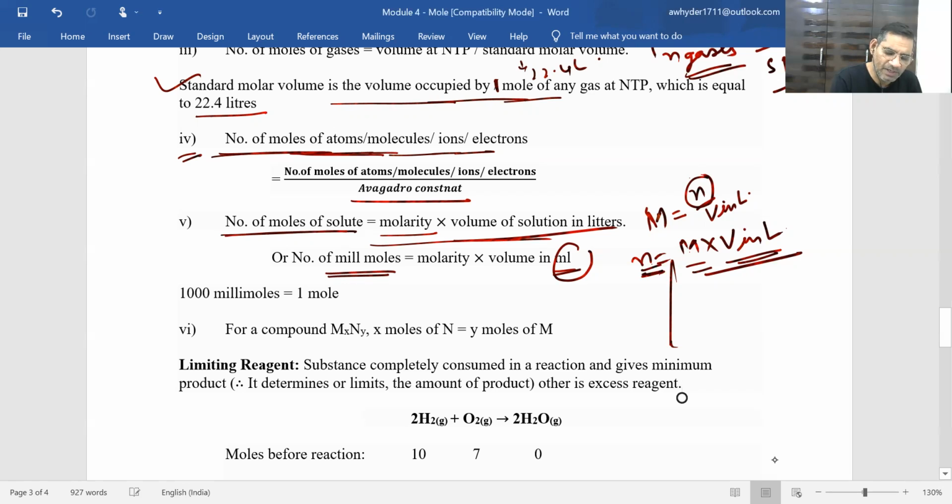So the number of moles of solute will be equal to molarity into volume in liters. And if you have written volume in mL, then this won't be the number of moles. It will be the number of millimoles. Fine. So now see, 1000 millimoles means 1 mole.